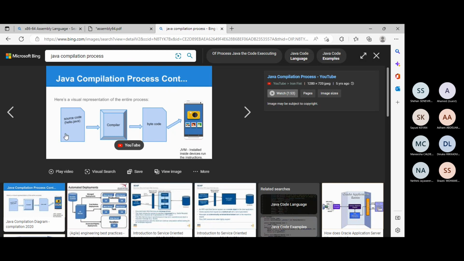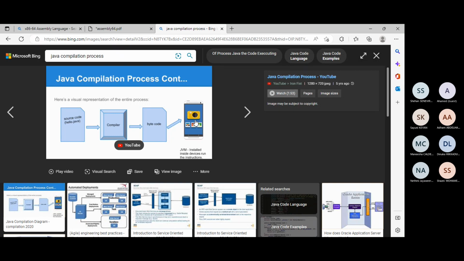Then this Java language is translated by the compiler to a bytecode. Then this bytecode can work in many places without any problem. This is at a very high level. At a very high level, this is the compilation process.